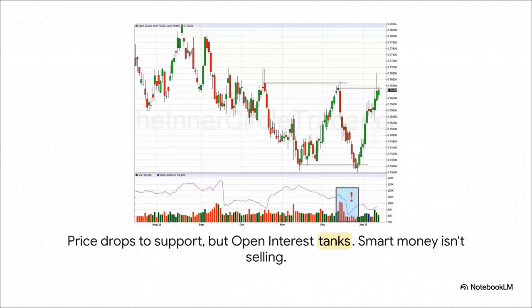Okay, you really need to see this relationship on the chart. Look here. Price is dropping like a rock, right? It's heading into a key support level. But look at what happens to open interest at the same time. It just collapses. It falls off a cliff. This is a huge clue. It's telling you that the smart money is not selling here. In fact, they're taking their sell orders off the table entirely.